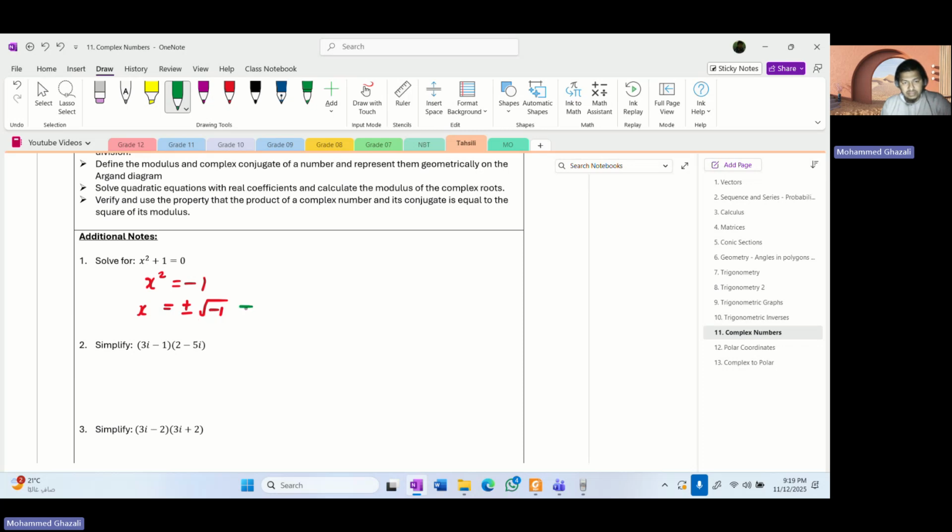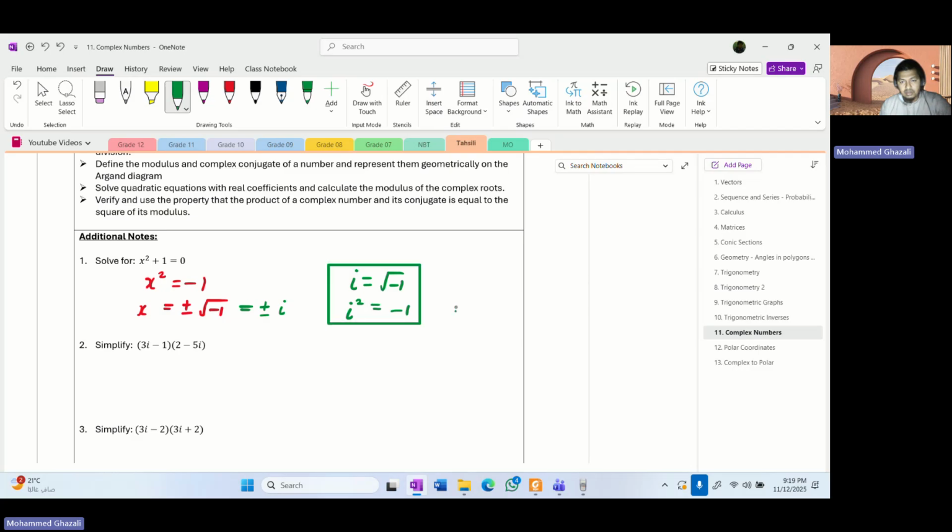So we introduce complex numbers. We say that x is equal to plus minus i. So what's the value of i? i is equal to the square root of negative 1. In other words, what is i squared? i squared is equal to negative 1. Remember that you have to know this basic rule of complex numbers.